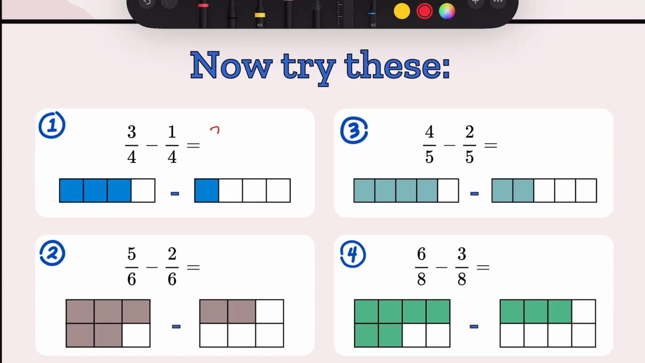3 minus 1 is 2, and we keep our denominator. And remember, we could always simplify this by 2. 2 divided by 2 is 1, and 4 divided by 2 is 2.